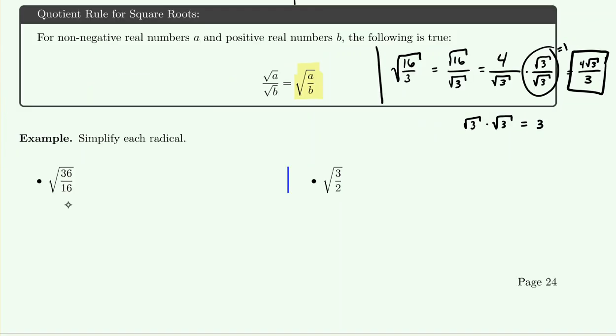Let's work on these next 2 examples. I recommend you pause the video and work on simplifying this one as much as possible, recalling our perfect squares, applying this rule, and then unpause when you're ready to check your work.